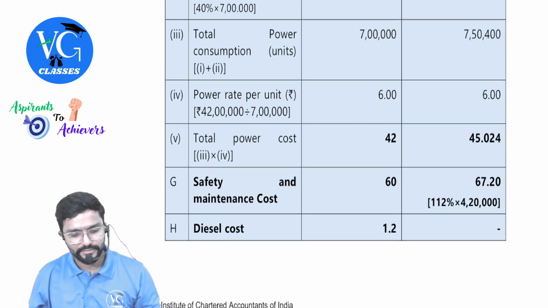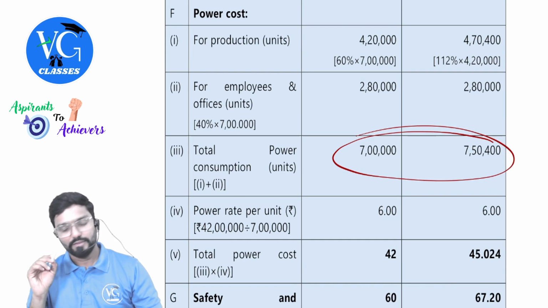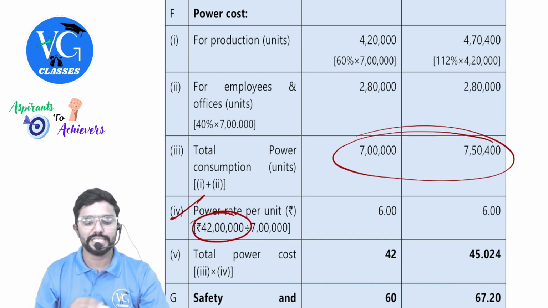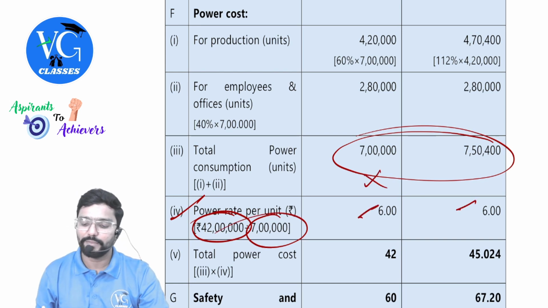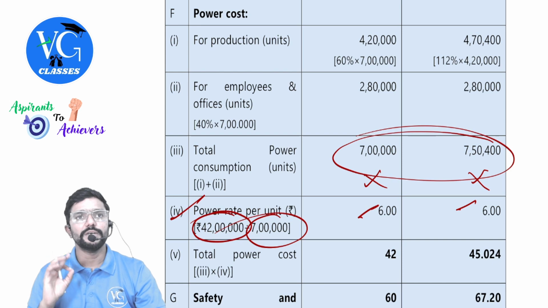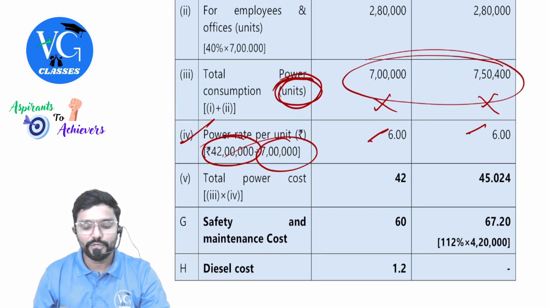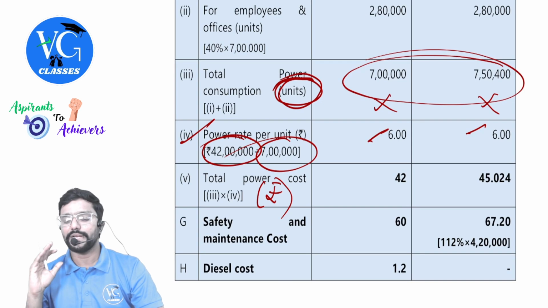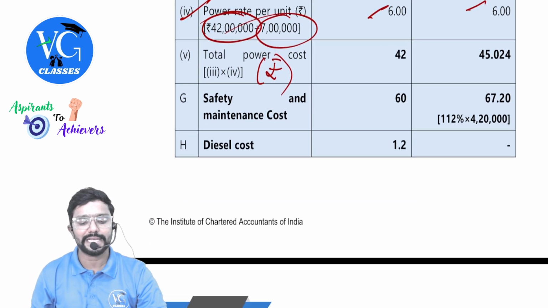Okay, sir. Total power here. Then power rate per unit. This is power consumption still. Power rate per unit, guys. Cost is 42 lakh for last year, for how many units? 7 lakh units. So per unit how much? 6 rupees. Now multiply units into rate per unit. Guys, please be careful, these are units. So now we come to rupees. 42 lakh and 45.024. Everything in lakhs. All the rupees are presented in lakhs, guys.